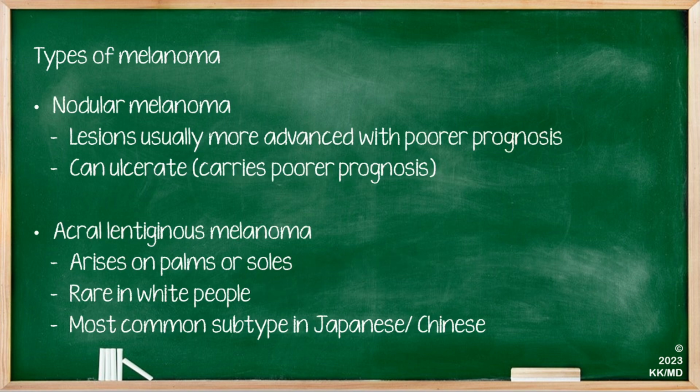The next type of melanoma is nodular melanoma, and these lesions are usually more advanced with poorer prognosis. These can also ulcerate, which correlates with poorer prognosis. The fourth type is acral lentiginous melanoma, and these arise on the palms or soles. They're quite rare in Caucasians, and they are the most common subtypes in Japanese or Chinese individuals.